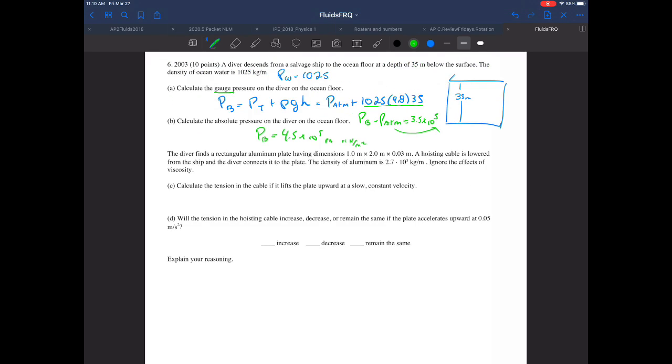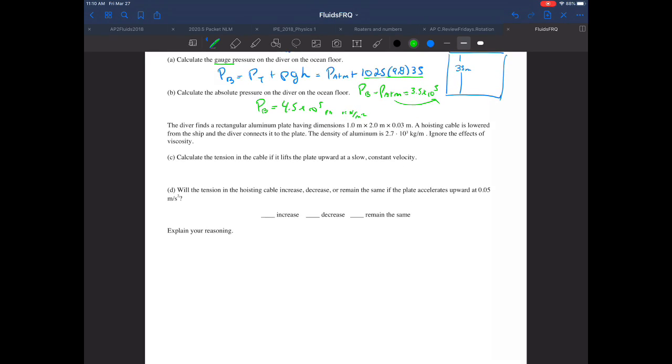Okay, the diver finds a rectangular aluminum plate and it has these dimensions: 1 meter, 2 meters, and a very thin plate, right? Just a little bit thick. So this is 0.03 meters. A hoisting cable is lowered from the ship and is connected to the plate. The density of this is 2.7 times 10 to the third.